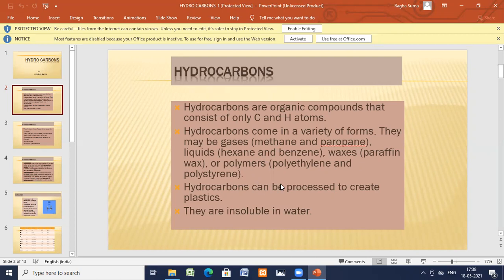Hydrocarbons are processed to create plastics. After a lot of processing, whatever we use daily is all organic compounds in our daily life. Even the drugs and the tablets that you take, the compounds we use daily are generally organic compounds and hydrocarbons.